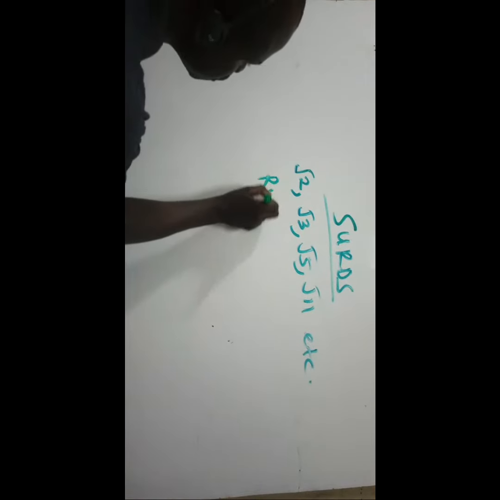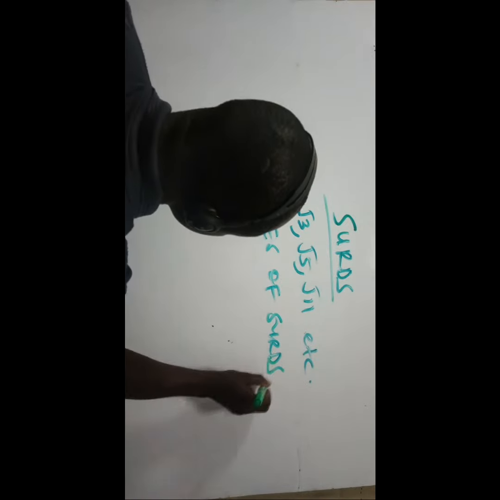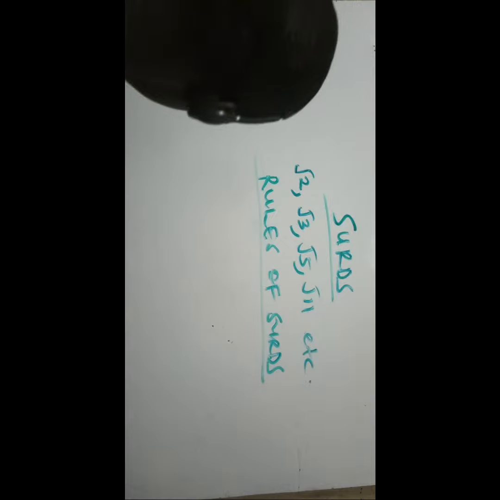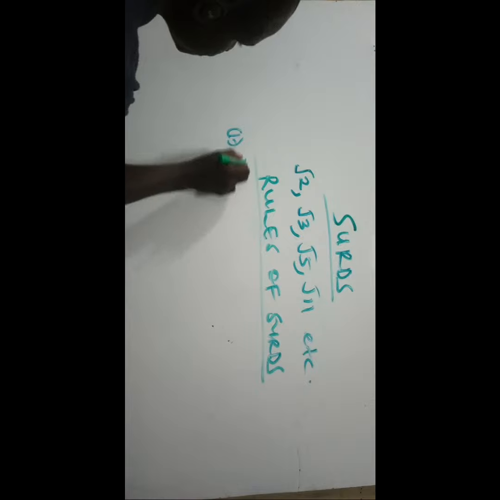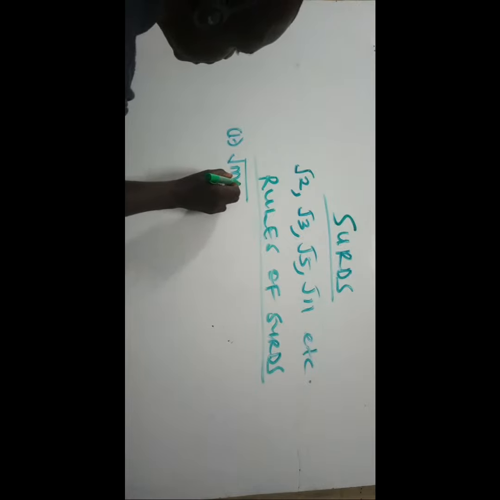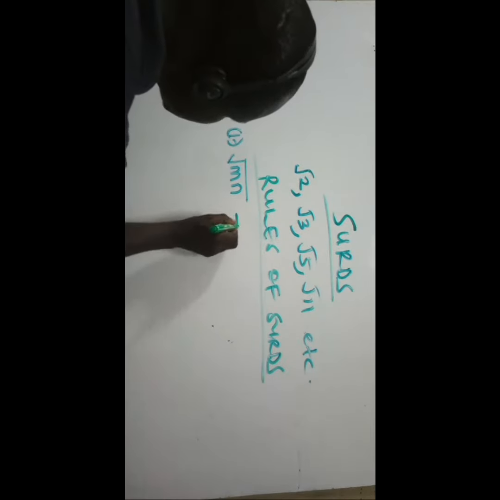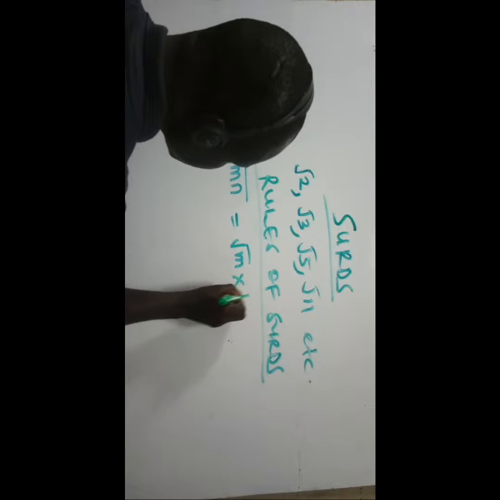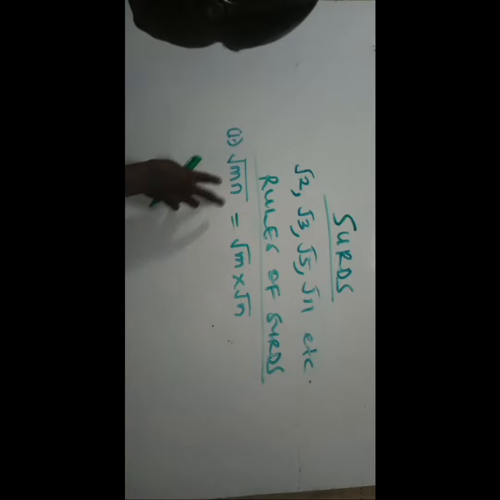Surds are numbers which are roots of irrational numbers. So I'll move to rules of surds. That is, there are rules that guide surds. The first rule says that if you have the square root of 2 digits, say m and n, square root of m times n, this is the same thing as square root of m multiplied by square root of n. That is, if you have the square root of the product of 2 numbers, it can be split as we have it on the board.